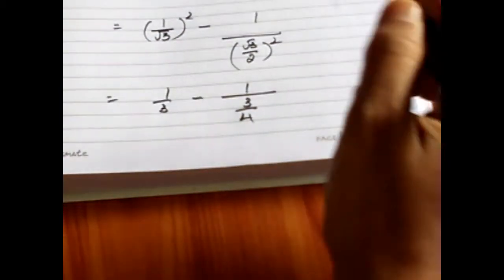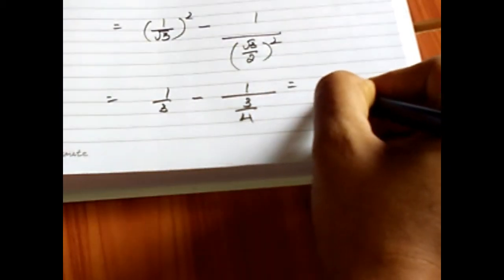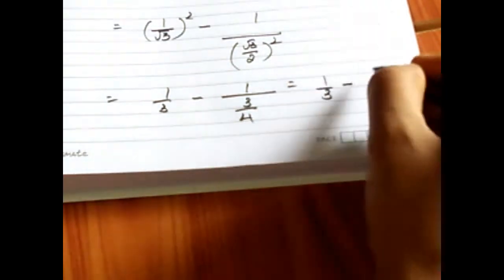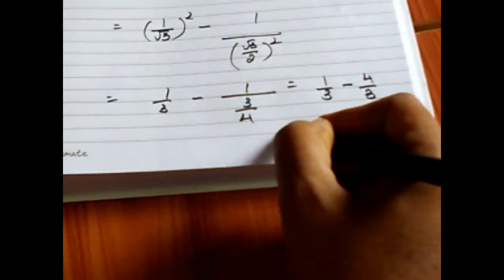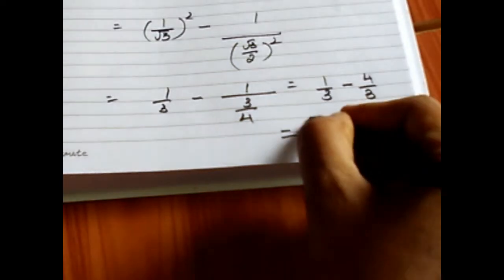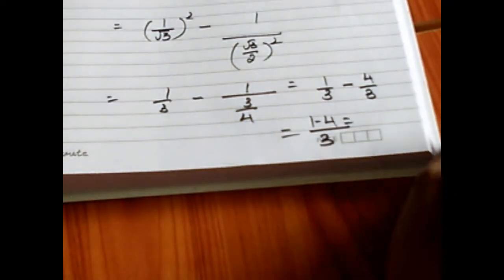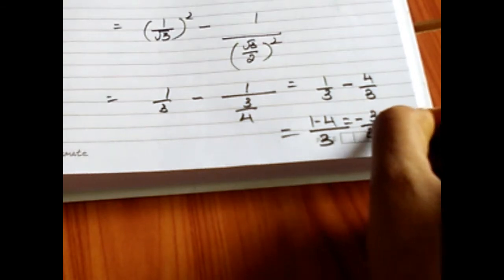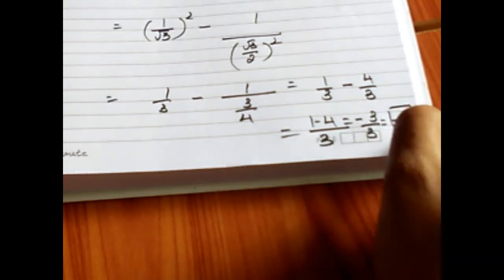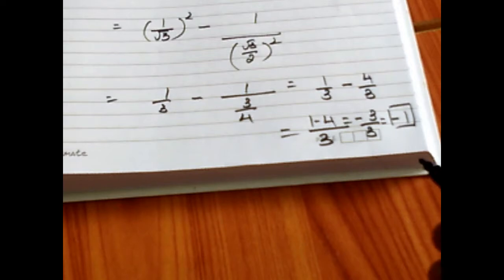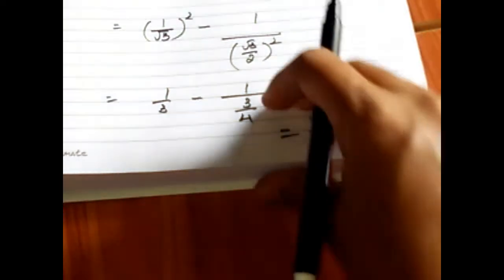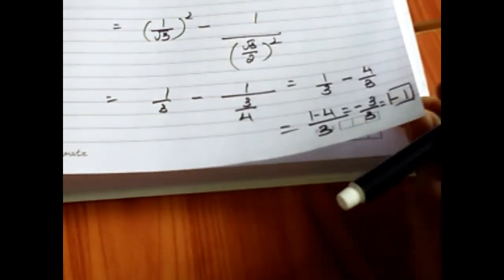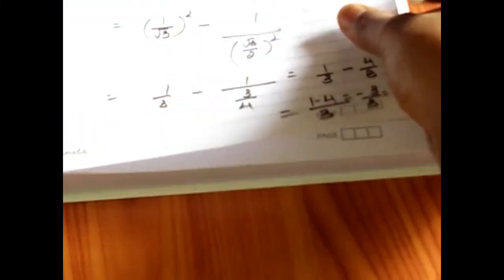So how can I simplify in the next step? Keep 1 by 3 minus 4 by 3. So common denominator, 1 minus 4, that is minus 3 by 3, its value is equal to minus 1. So the measure of tan square A minus 1 by cos square A is equal to minus 1.